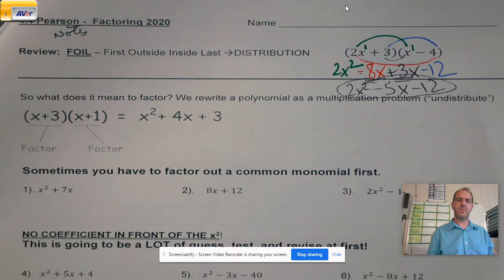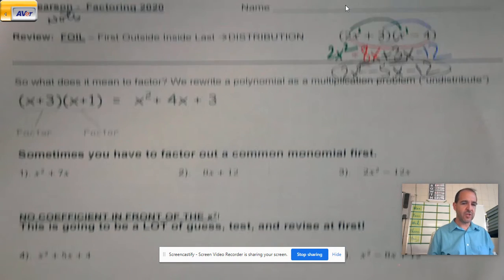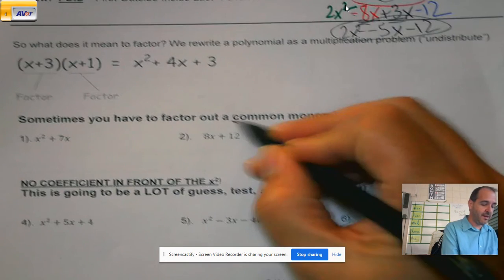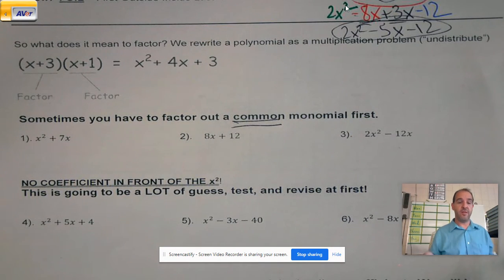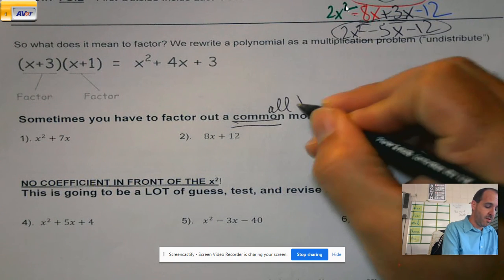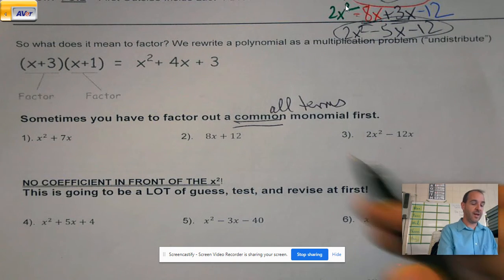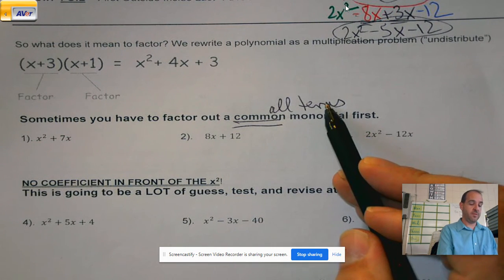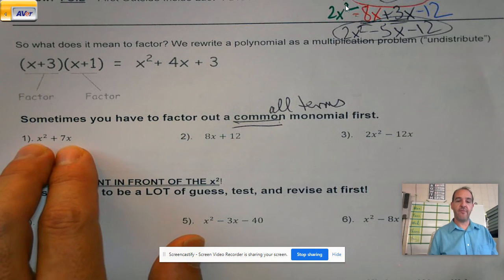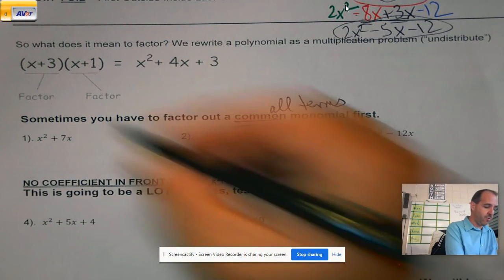And there's a couple different ways we can tackle this. The first one is, sometimes you have to factor out a common monomial first, stressing common. What do all the terms that you see have in common? And that's the stressor here. All terms have in common, not just a couple. So here I look and see they both have an x. I can take the x out.